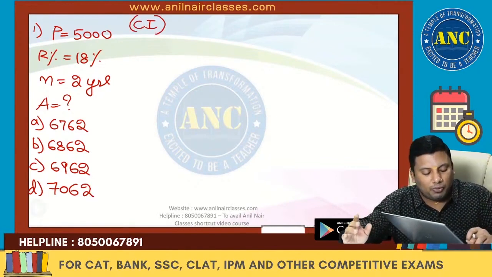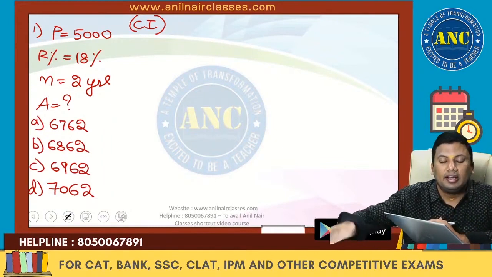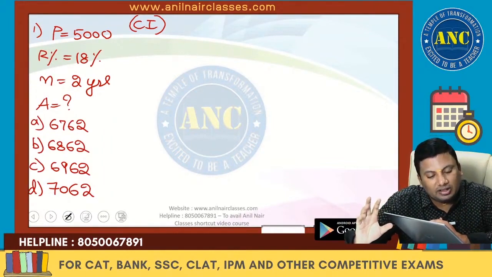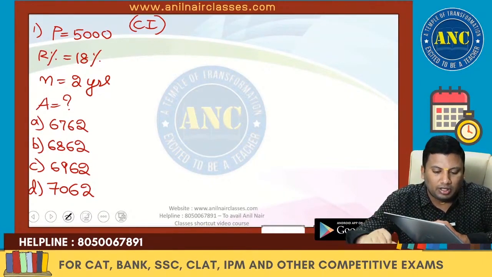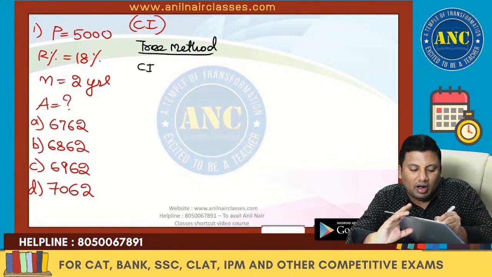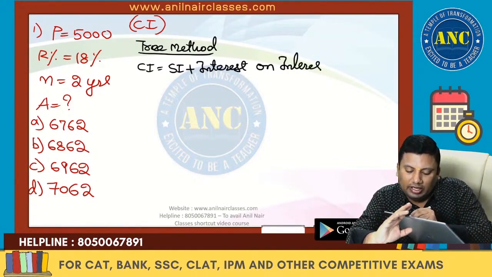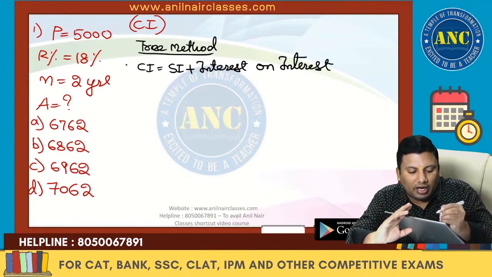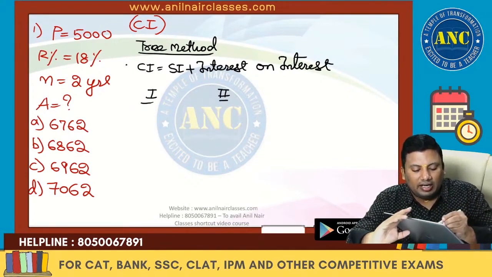Entire classes are on compound interest first, because that is where most of the students get a little intimidated. P is 5,000, R is 18%, N is 2 years, amount is how much? Yesterday I told you the tree method. In this tree method, compound interest is nothing but SI plus interest on interest. So there is the first year and the second year.